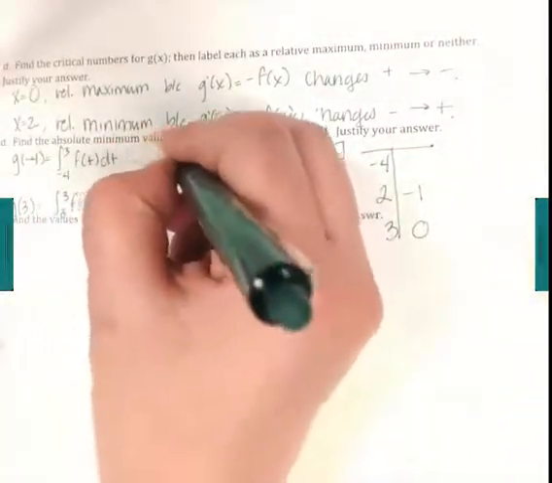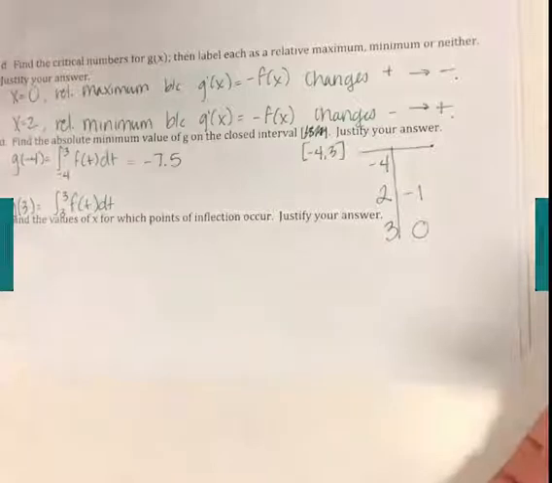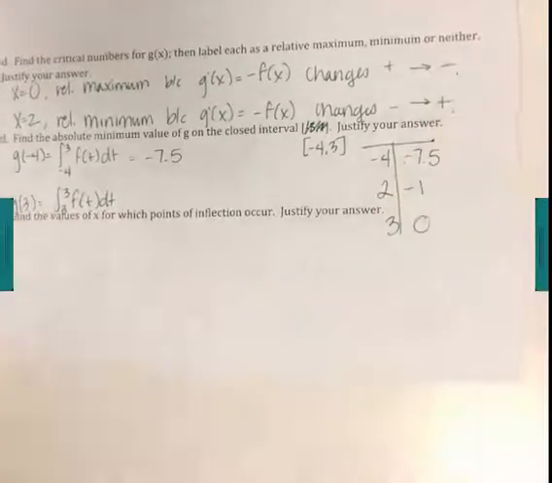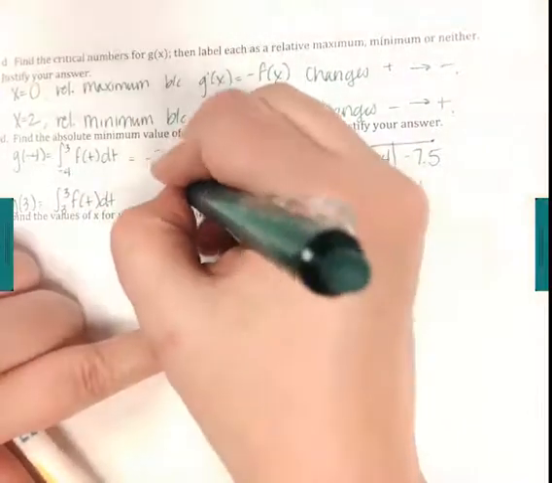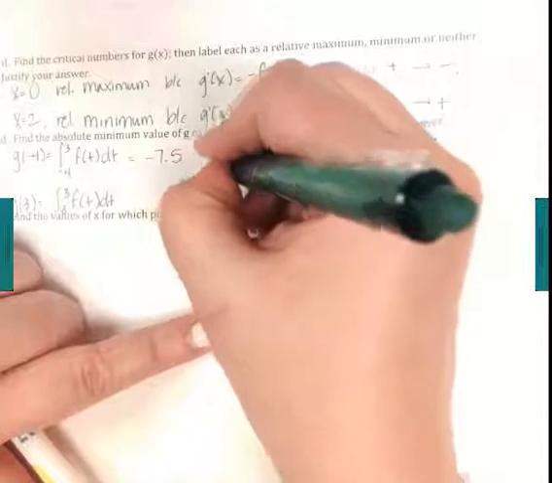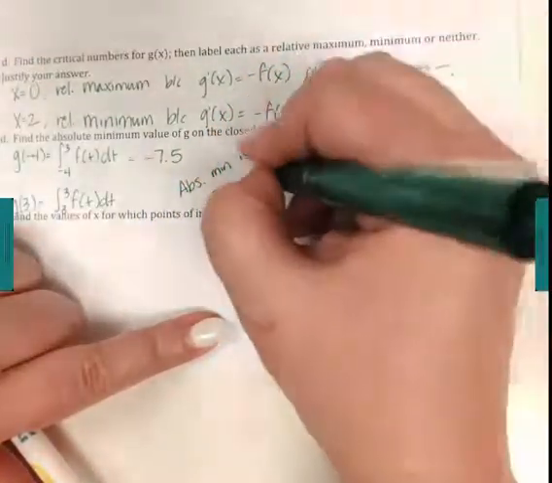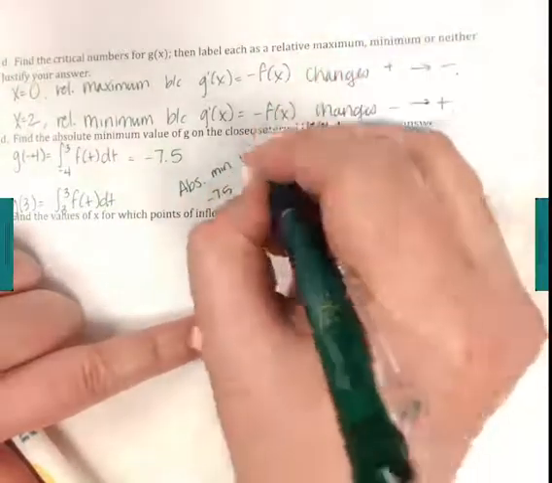It is negative because why? Because the area is below the x-axis, yeah? So out of my 3 values, which one is the smallest? Good. So the absolute min is negative 7.5. It occurs at x equals negative 4.